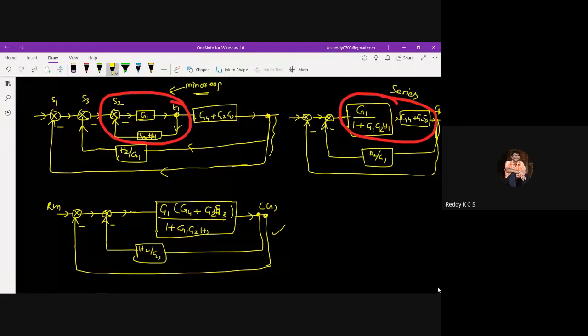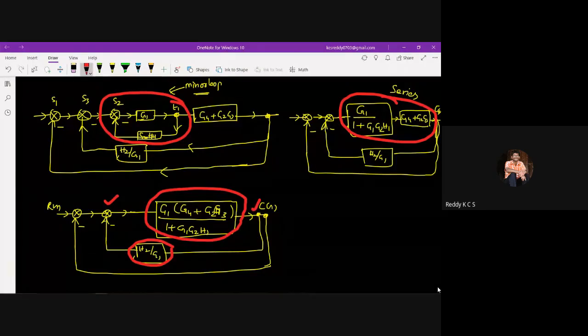Now if you look once again, this is completely one block, right? This completely is one block in the forward path and one block in the feedback path, with one summing point and here one takeoff point. This complete thing forms a minor loop.